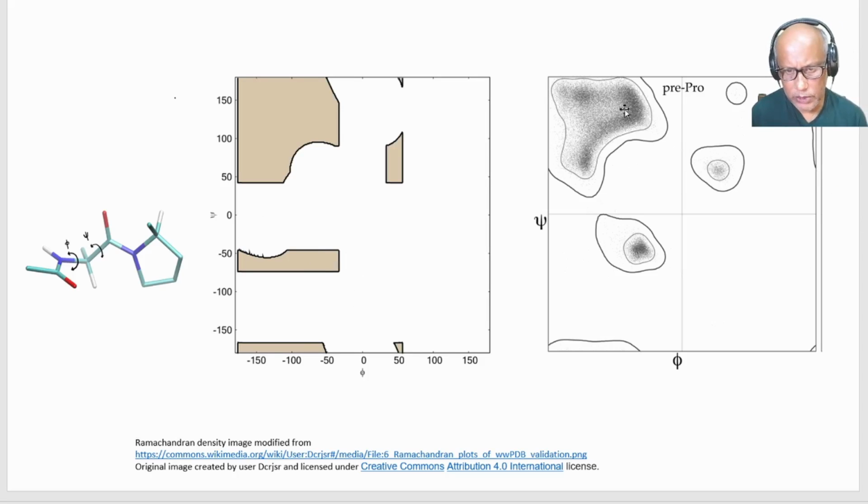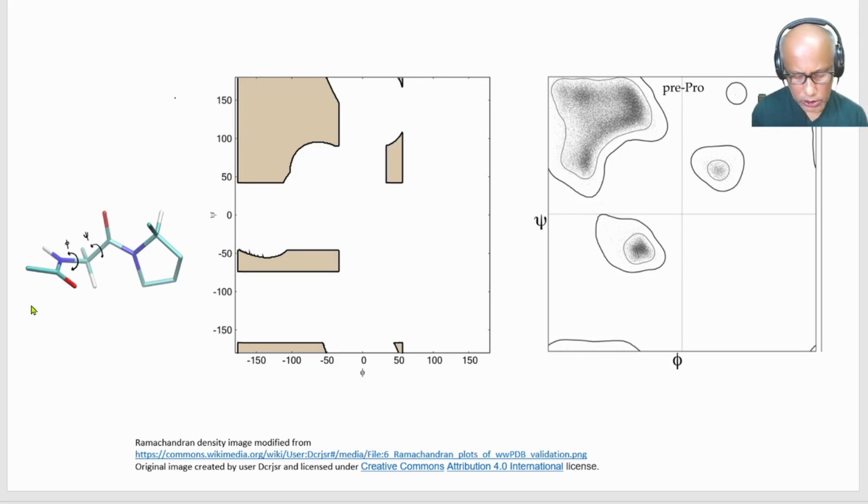If I look at the pre-proline map from the database, I clearly see that the extended region is well populated, and very little in the alpha helical region, in the left-handed helical region, and some up here, also in the left-handed extended chain region. This is because some constraints are placed by the proline on the residue prior to it, and that again causes a difference in the Ramachandran map.